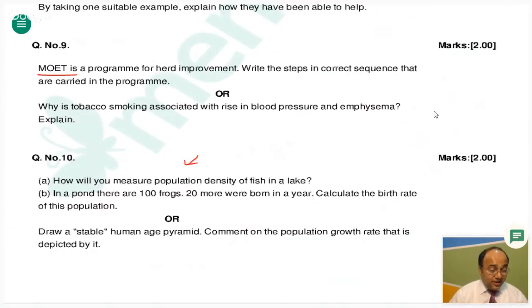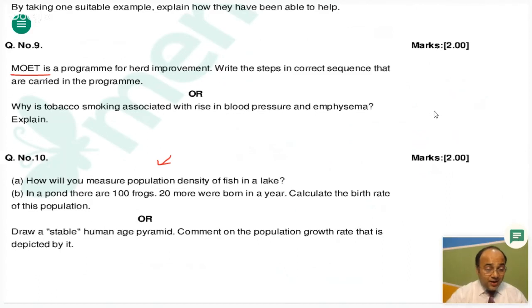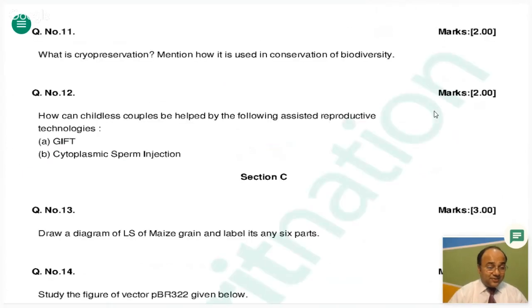Okay, draw a stable human age pyramid. So we have to draw a stable pyramid and discuss its chief characteristic. What is cryopreservation? Of course, preserving things in liquid nitrogen or in cold so that they don't go bad. That is cryopreservation, right? This way we can preserve pollen, we can preserve tissues of various organisms, their cells, our fruits and vegetables, of course. We go in for their cryopreservation also.